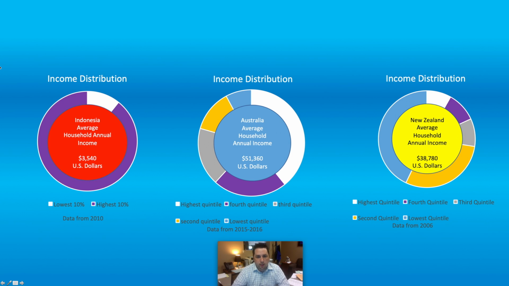As we examine the income distribution in the region, you can see that the highest 10% of earners in Indonesia make up the majority of the country. Their annual household income, though, very low, $3,500 on average in U.S. measurement. The income is distributed a little bit more evenly in Australia and New Zealand. And their annual household income is also much higher.